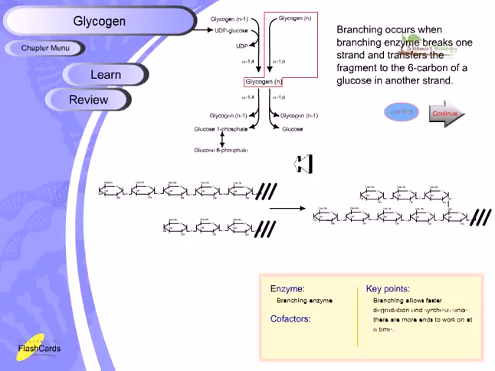The branching point synthesis is mediated by the branching enzyme, and similarly there must be debranching for the degradation of this glycogen, and the enzyme responsible for the debranching is called the debranching enzyme. The key point is that branching allows faster degradation and synthesis, since there are more ends to work on at a time. That's why branching is favored all the time, because it allows faster degradation and also faster synthesis. Okay.